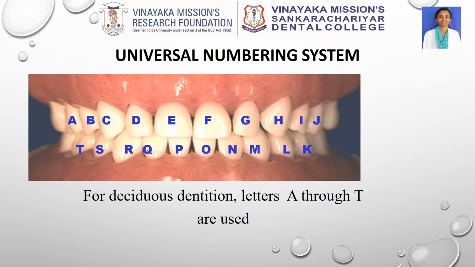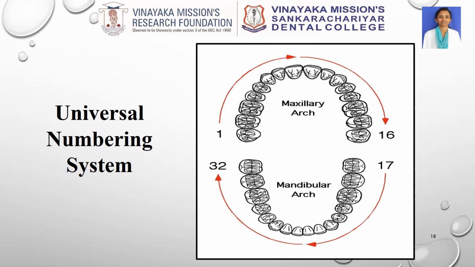And for the universal numbering system in the primary dentition, it starts with A and ends with T. A will be the maxillary right second molar, and it will go till J, which will be the maxillary left second molar, and K will be the mandibular left second molar, and finally T will be the mandibular right second molar. Here again you can see the universal numbering system.